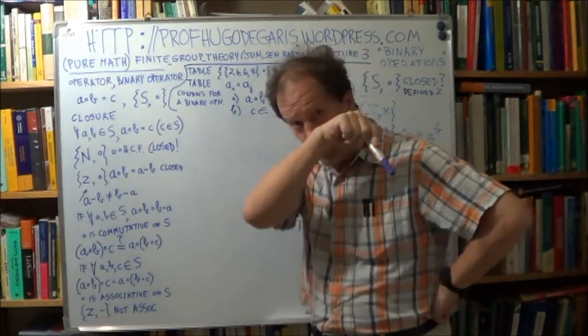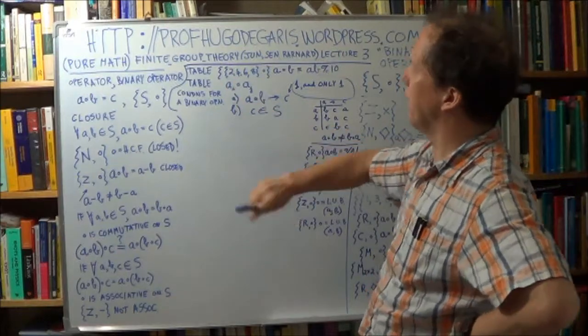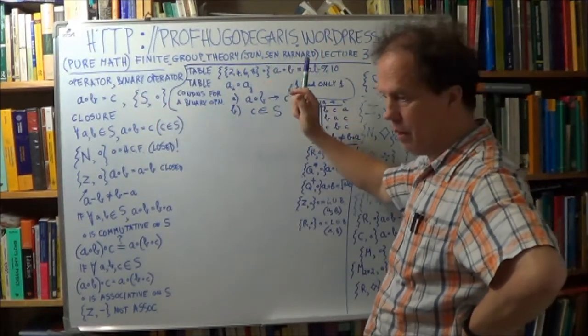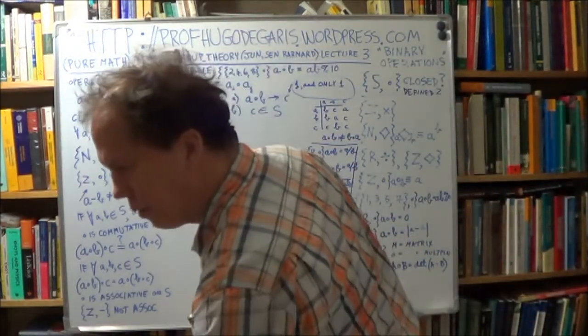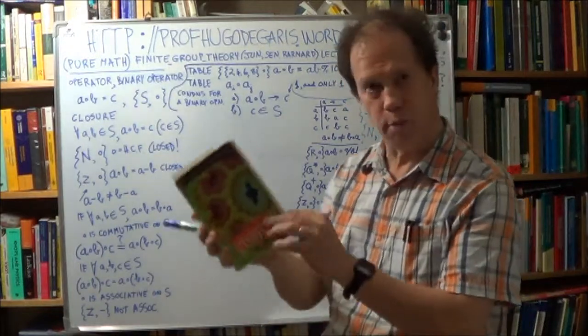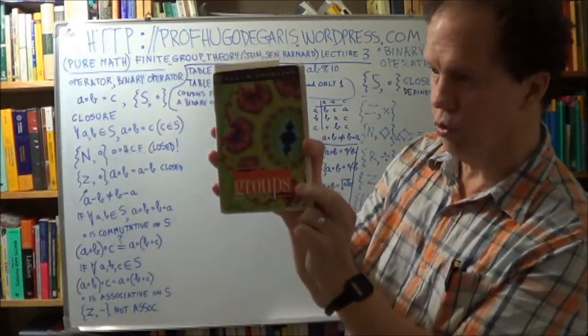This is lecture 3 of the course on finite group theory, a pure math course at junior senior level, and the main author, first author of the textbook for this course. Here's the textbook. It's in the Teach Yourself series called Mathematical Groups.